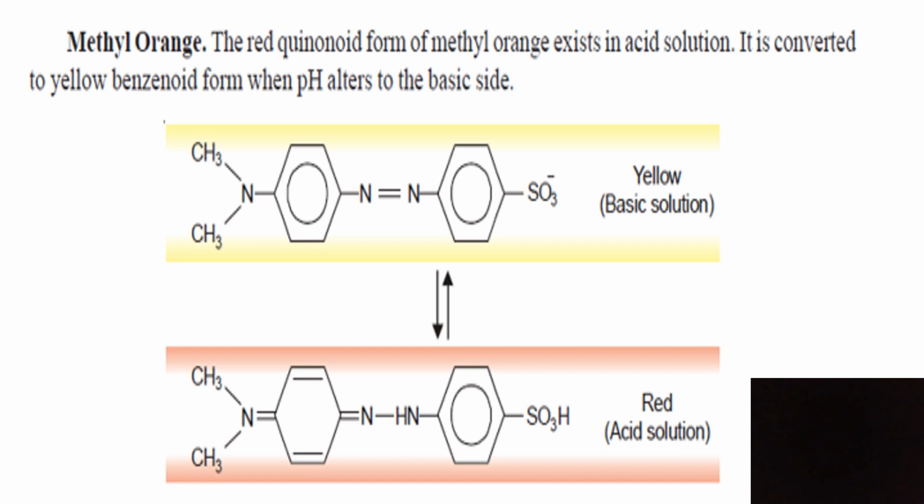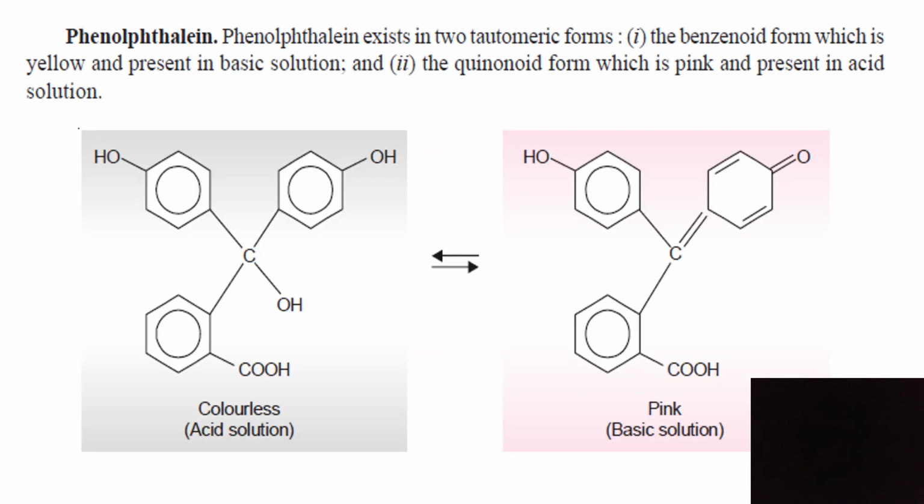Let us illustrate the quinonoid theory by taking the examples of methyl orange and phenolphthalein. First comes methyl orange. Here the red quinonoid form of methyl orange exists in acidic solution and it is converted to the yellow form when the pH alters to basic solution. The next is phenolphthalein. Phenolphthalein exists in two tautomeric forms. One is the benzenoid form, which is yellow and present in basic solution, and the quinonoid form, which is pink and present in acid solution.